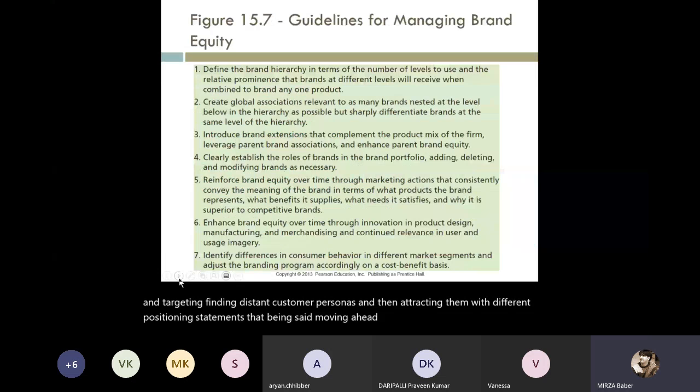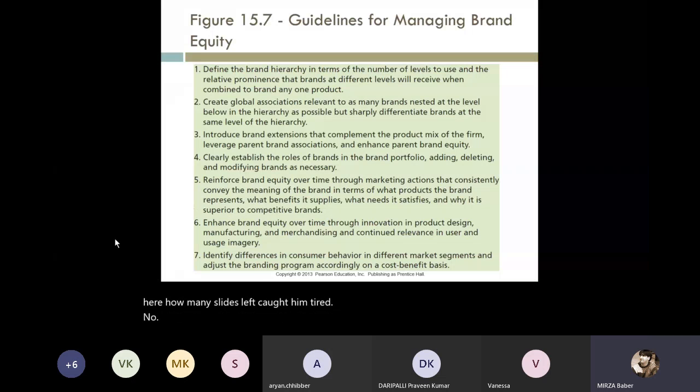How many slides left? God, I'm tired. I don't want to do this.